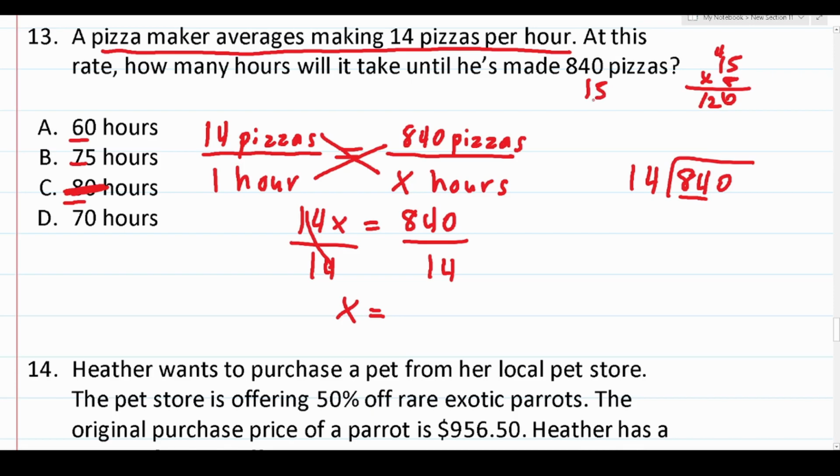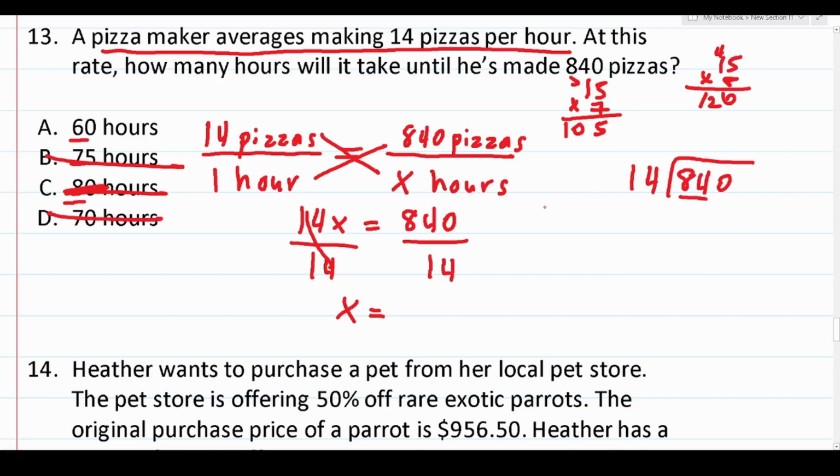Let's try 15 times 7. 7 times 5 is 35, carry your 3. 7 times 1 is 7, plus 3 is 10. So 14 times 7 is going to be close to 105. We know those answers aren't going to work either. Therefore, logically speaking, we know that 14 times 60 must equal 840.